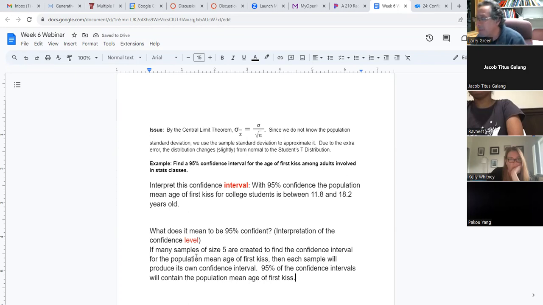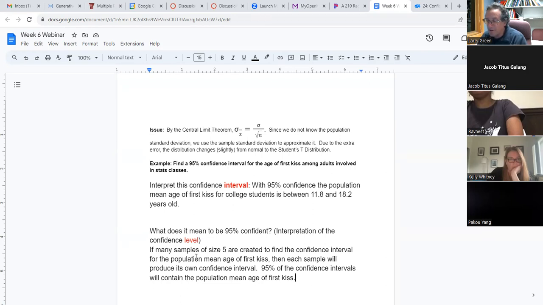So this is all in theory. You kind of imagine doing it over and over and over and over again. And each time you're going to get a different confidence interval. 95% of those confidence intervals will contain the population mean age of first kiss. And by the way, 5% won't. Any questions at all on interpreting the confidence level? That's what that 95% means.